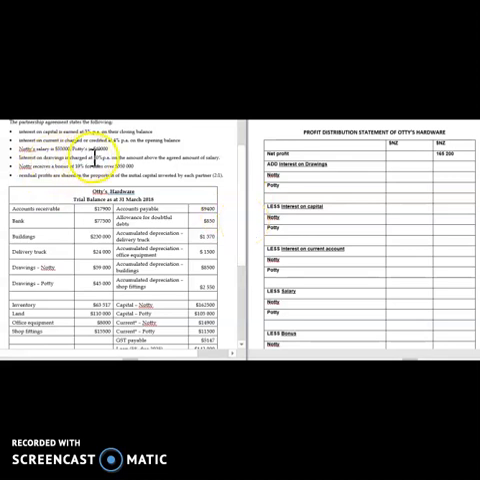Interest on drawings is charged at 10% on the amount above the agreed amount of salary. Salary for Naughty is 55,000 and drawings for Naughty was 59,000. That means Naughty has taken 4,000 extra. So on that 4,000, he'll be charged 10% interest. Similarly, Potty, his salary was 40,000, but he has taken 45,000.